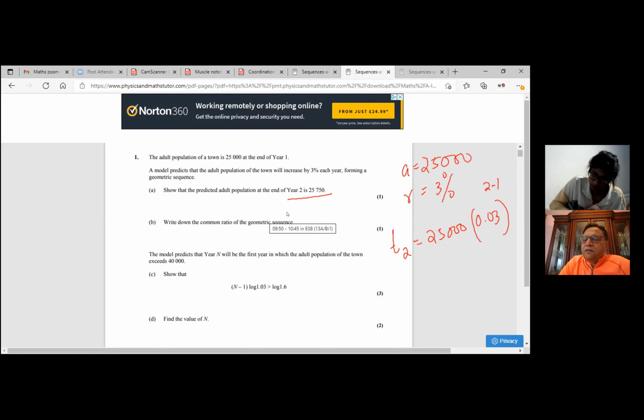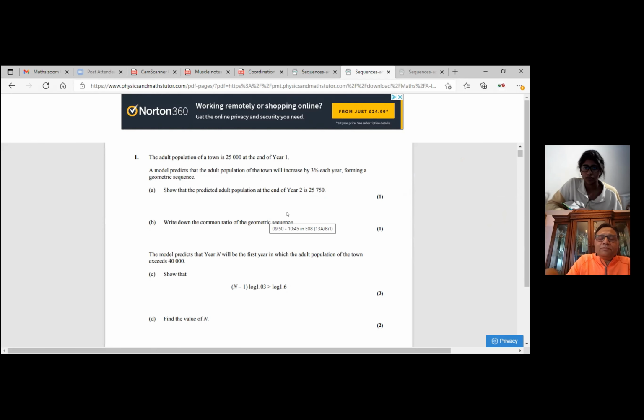That means 3 divided by 100, and just use your calculator. No, 1 plus. Oh, sorry, I should have written 1 plus. I wrote a wrong formula. Sorry for that. Let me write just the formula first: A times (1 plus R) to the power of N minus 1. That is the sum, right? Oh, sorry, I thought it was A R to the N minus 1.